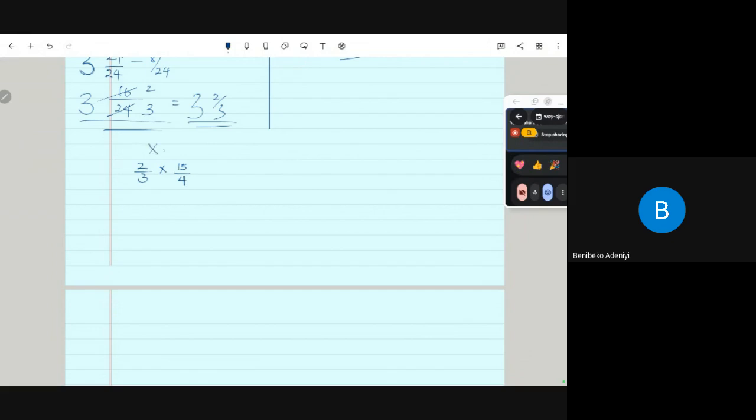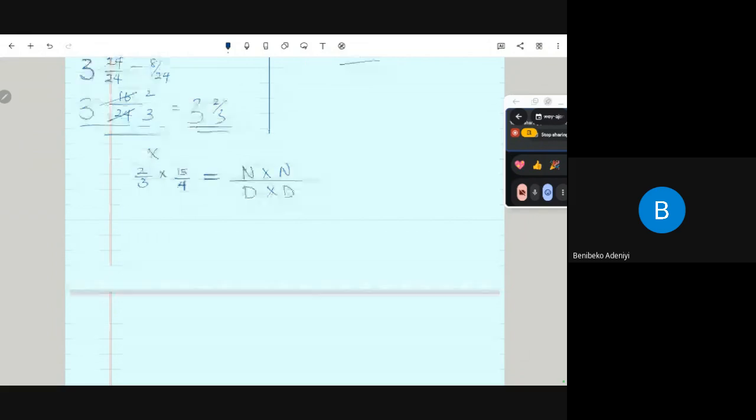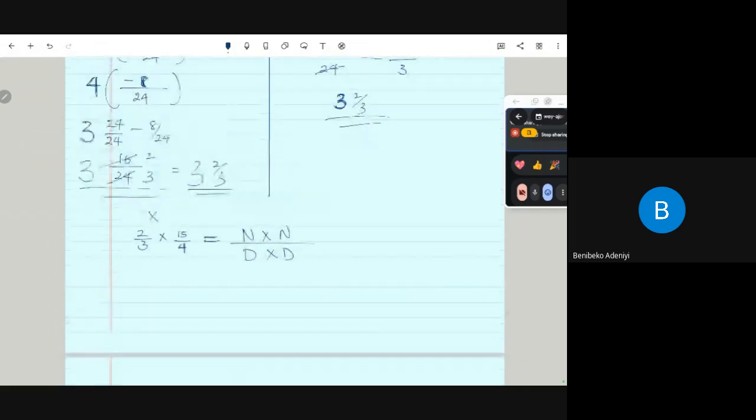In fact, it's the simplest. Just do numerator times numerator over denominator times denominator. Unlike addition and subtraction, where you have to look for the LCM, for multiplication you can multiply together. So we can do 2 times 15 over 3 times 4. And if you know your way around cancelling, you can cut 2 and 2 to get 1, 3 and 15 to get 5. My answer is 5 over 2.